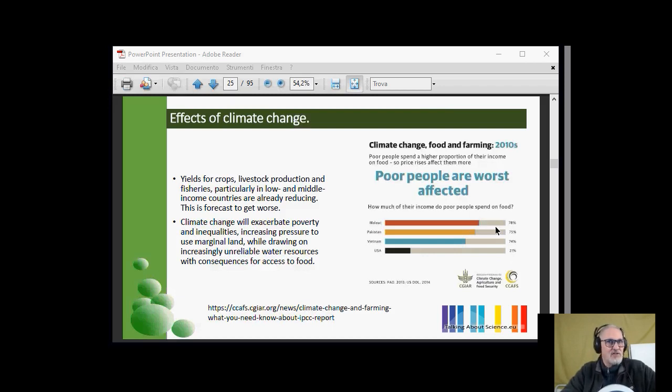So this graph here shows a comparison across different societies, different countries, looking at the proportion of money which is spent on food by the poorest people in the society. So in some countries, people who don't have a lot spend most of what they have on food. So it's clear that if water resources are becoming increasingly unreliable, if the food supply is becoming increasingly unreliable, that will put pressure, economic pressure on the prices, of course.